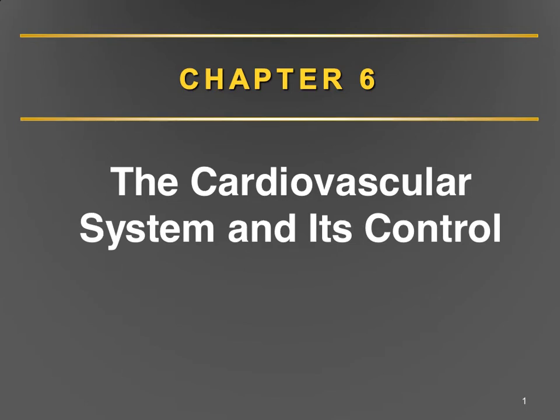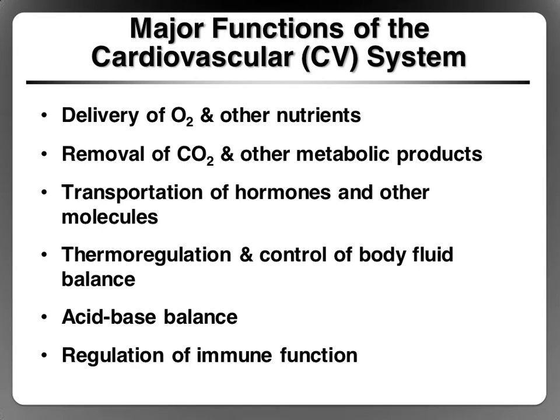Chapter 6 is the cardiovascular system and its control. As we talk about the cardiovascular system, the major functions can be grouped into 6 categories. First, we have the delivery of oxygen and other nutrients. The other nutrients could include, as we've talked about, glucose and FFA. It's also responsible for removing CO2 and other metabolic products like lactic acid.